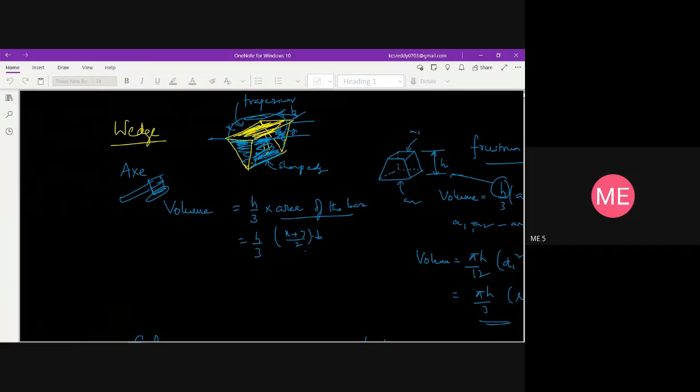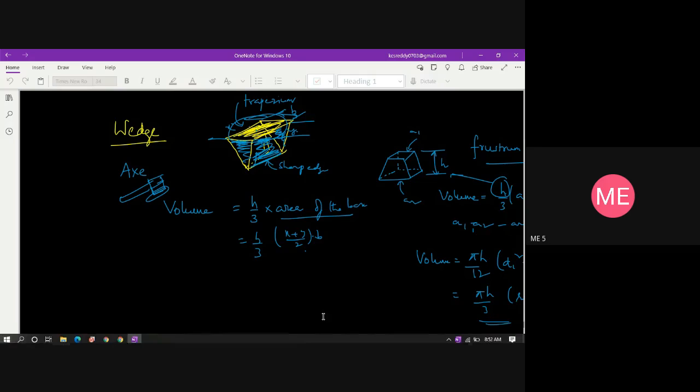The volume is equal to h by 3 into the area of the base. The area of the base looks like a trapezium, so I have taken the trapezium area, that is x plus y by 2 into b. Here x and y are the opposite parallel sides of the trapezium, and b is the height of the trapezium. So h by 3 into x plus y by 2 into b will give the volume of the wedge shape.